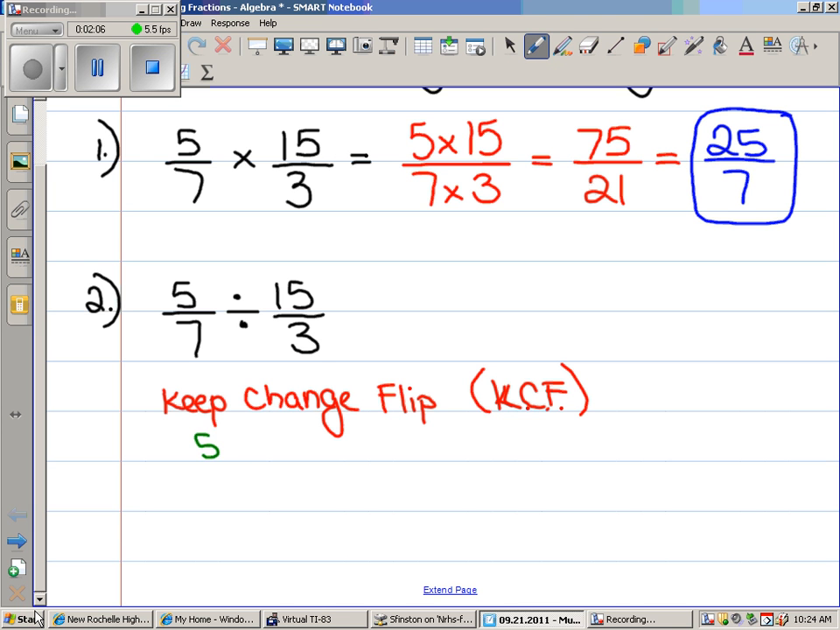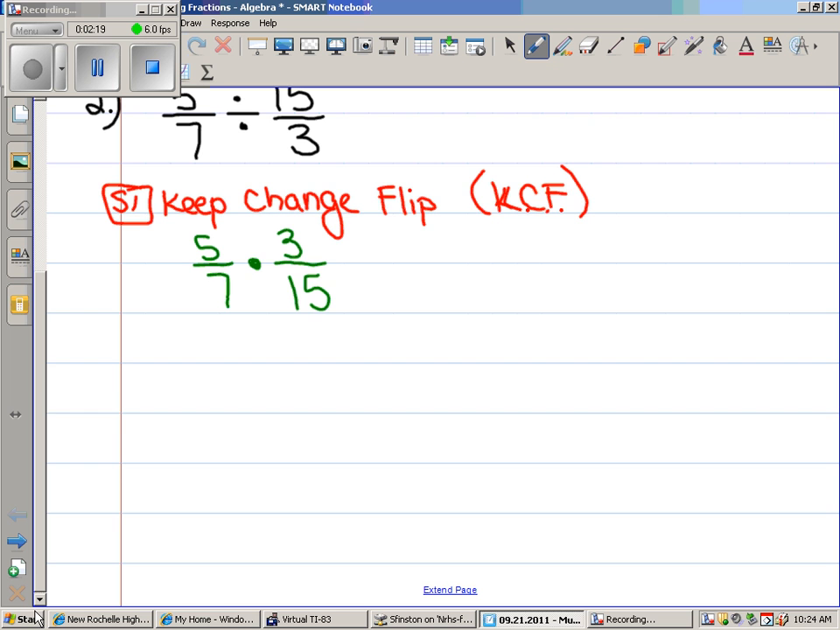So we're going to keep the first one. We're going to change the sign. We're going to flip that second. Flip it. And this is going to be step 1. Nice. Now we got a normal multiplication problem, right?